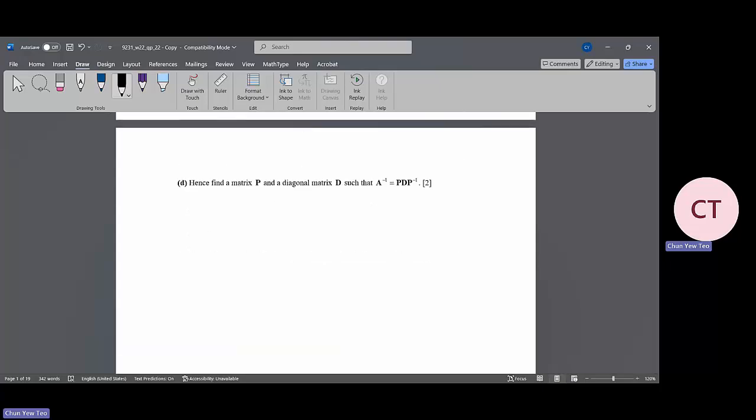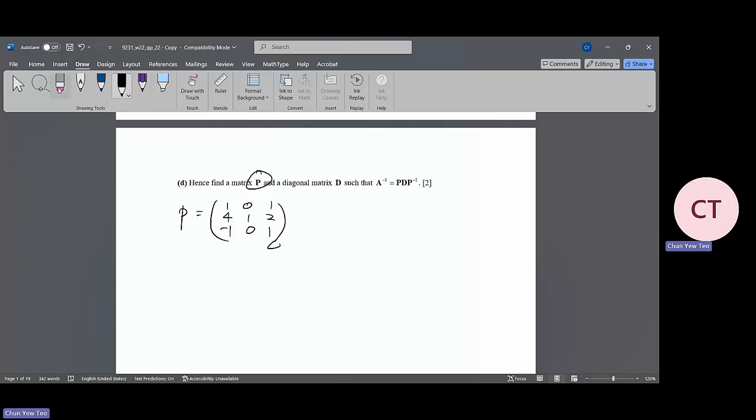Part D, we want to find the matrix P. So the matrix P is actually all the three eigenvectors, E1, E2, and E3, in any order. So just now the E1 is (1, 4, negative 1). Then the E2 is (0, 1, 0). Then the E3 is (1, 2, 1). Just like that. No need to explain anything. Just write down the P like this.